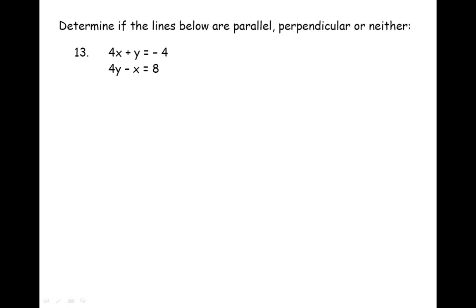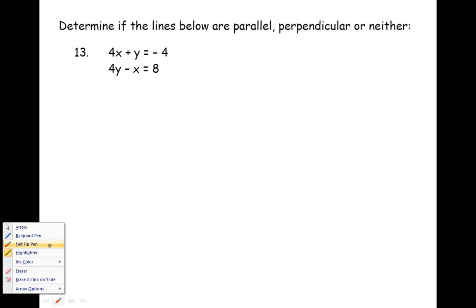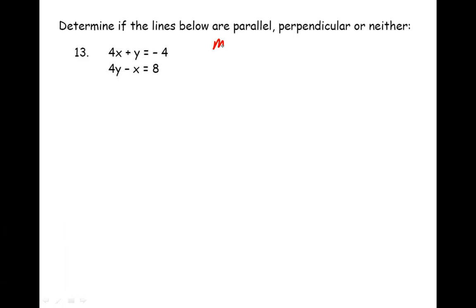Number 12, determine if these lines below are parallel, perpendicular, or neither. So for parallel, if the slope of line 1 is equal to the slope of line 2, then that means they're parallel. For perpendicular, if I multiply the two slopes and it's equal to -1, or opposite and reciprocal, then that means they're perpendicular.